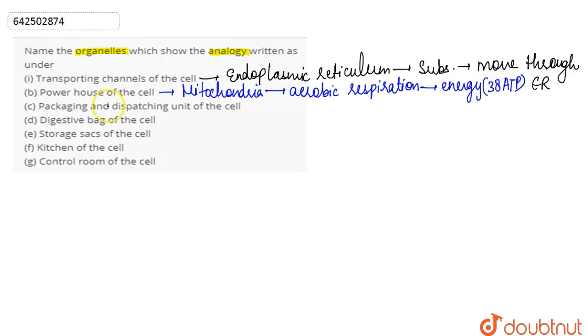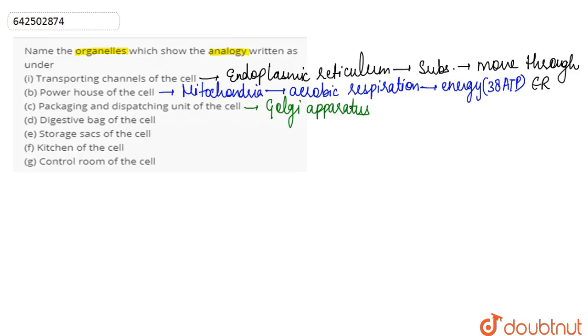Then the next part, the packaging and dispatching unit of the cell, is basically the Golgi apparatus. Whatever material is synthesized by the endoplasmic reticulum, that is the proteins and lipids, is all modified, packed and dispatched by the Golgi apparatus further to the other cell organelles and to the plasma membrane. So the packaging and dispatching unit of the cell is the Golgi apparatus.